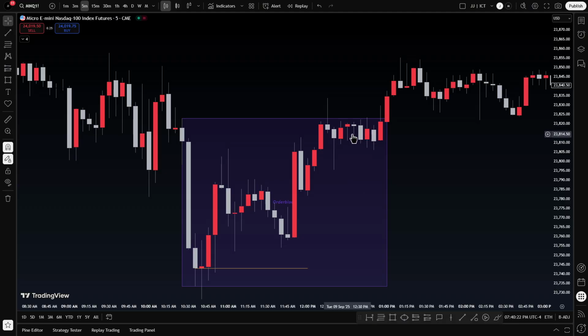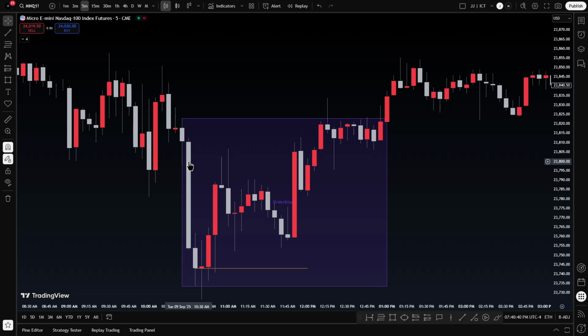What is happening here? It's injecting all the liquidity that was resting inside of this order block. You're probably like, what liquidity? Do you remember what liquidity is? It's orders. Buy stops, sell stops, it doesn't matter. Any type of pending order, market order, stop losses, it doesn't matter. It was in this order block.